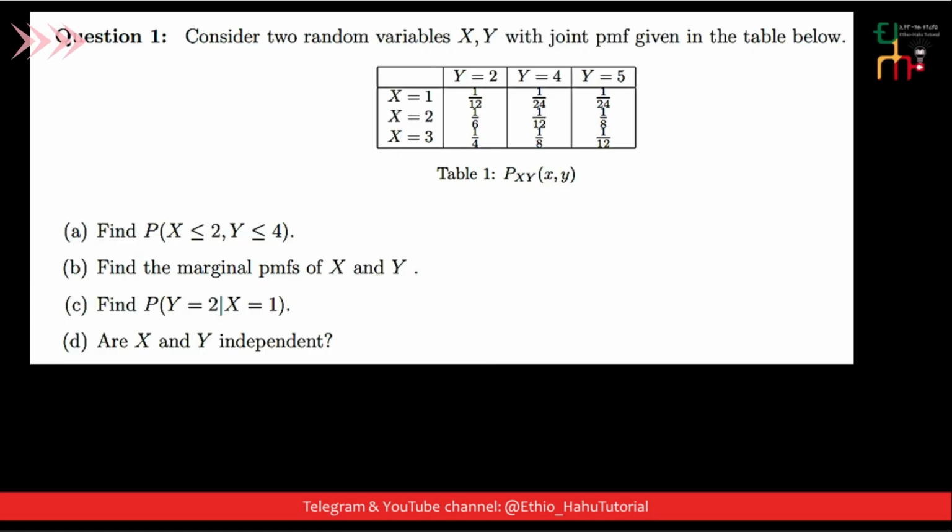የመጀመሪያው ጥያቄ የሚለው ምንድነው? Consider two random variables x, y with joint probability mass function given in the table below. joint probability mass function ሰጥቶናል። x 1 2 3 y ደግሞ 2 4 5 ሲሆን ተሰጥቶናል ቴብሉ ላይ እንደምትመለከቱት ማለት ነው። a የሚለው ምንድነው? Find probability of x less than or equal to 2, y less than or equal to 4.